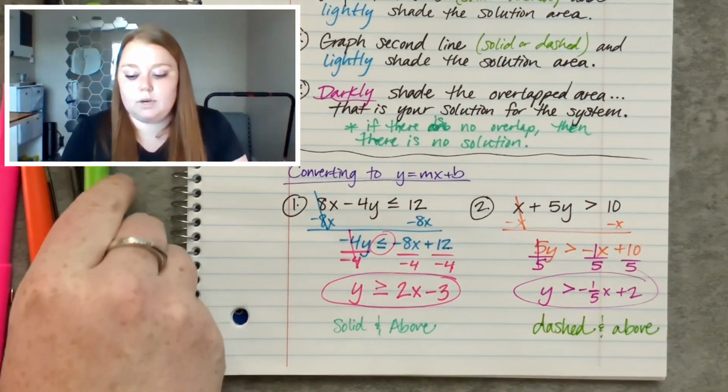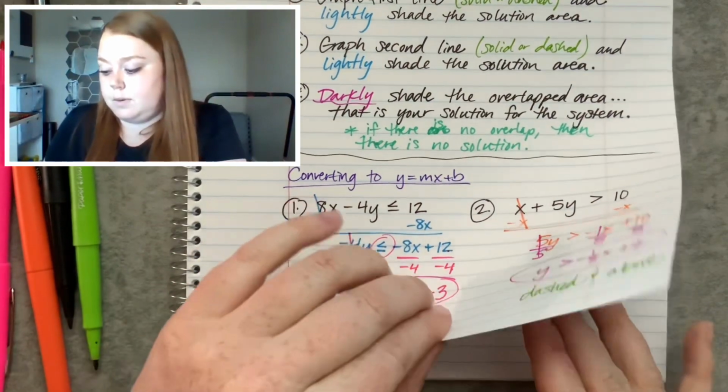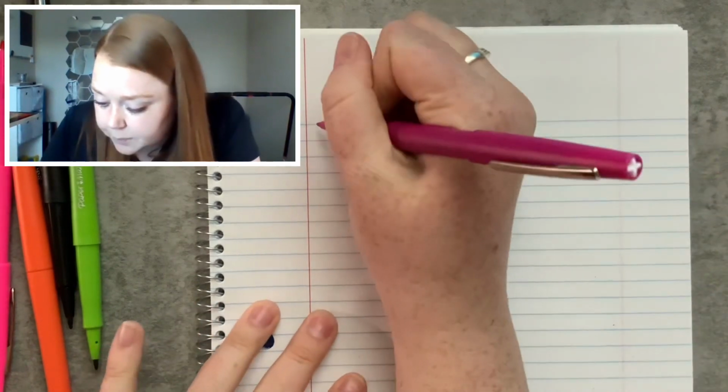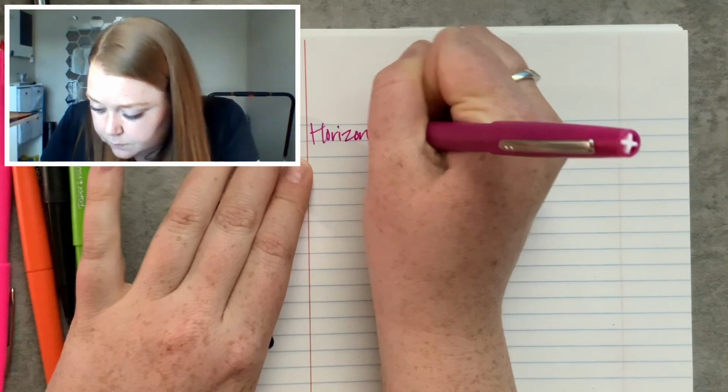Okay, I want to just practice a couple of those. And then there's some other things I want to mention before we actually do systems. We need to do a little reminder on horizontal and vertical lines. Okay, horizontal and vertical lines.